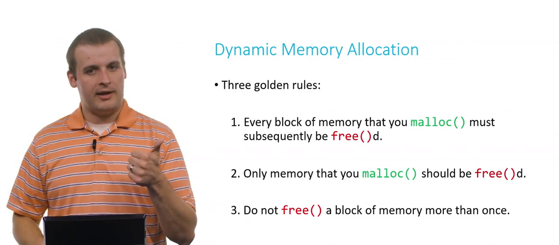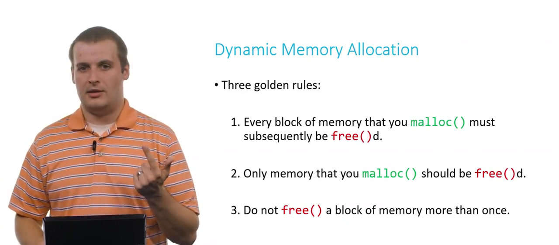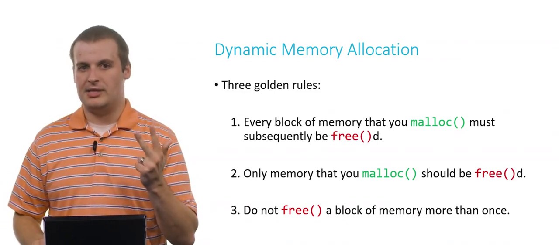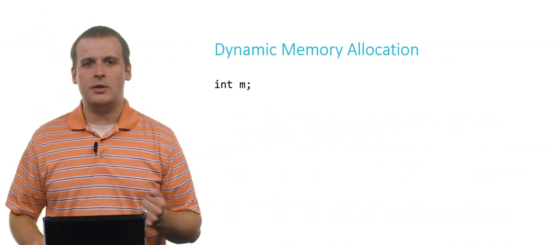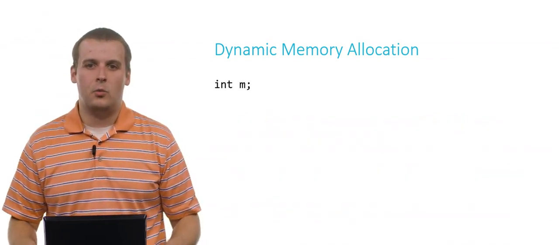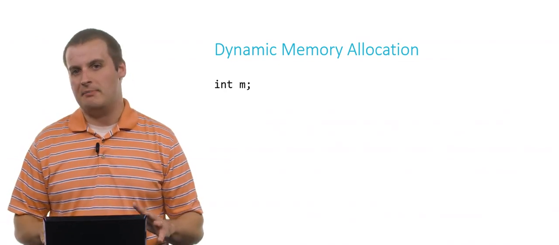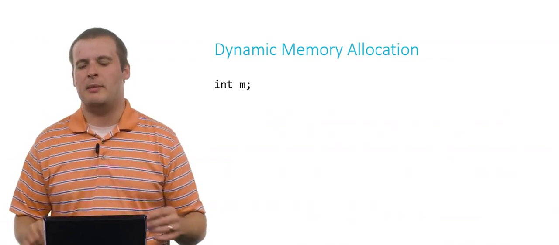So everything that you malloc has to be freed. Only things that you malloc should be freed. And don't free something twice. So let's go through an example here of what some dynamically allocated memory might look like mixed in with some static memory. What might happen here?